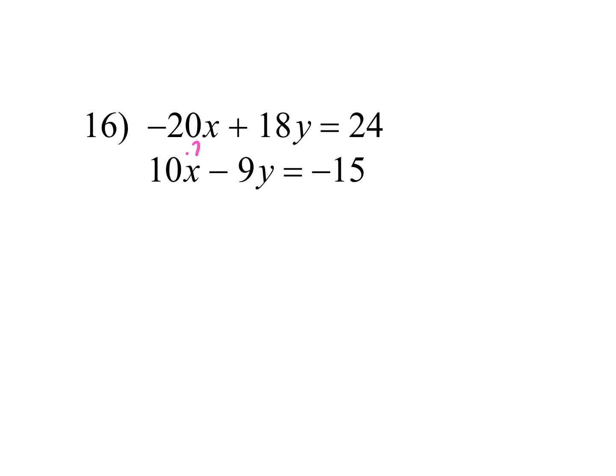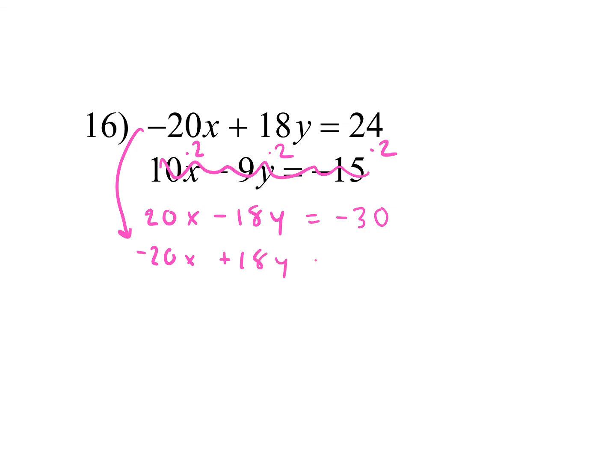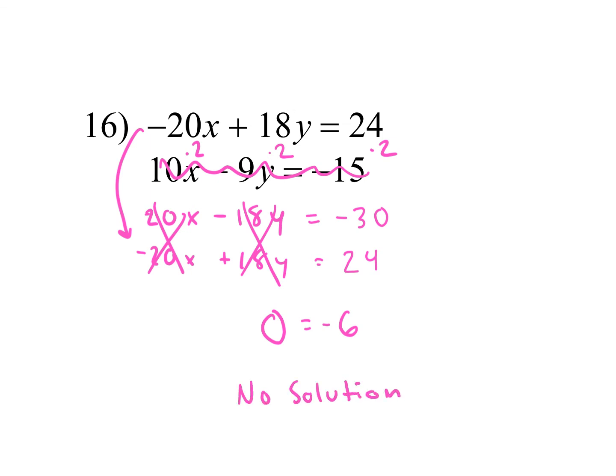I'm going to multiply the second equation by 2. So I have 20x minus 18y is equal to negative 30. So this is my new second equation. Now I'm combining it with the first one that I'm just going to write right below it. Negative 20x plus 18y equals 24. 0 equals 0. So what happens to the x's? They cancel. What happens to the y's? They cancel. What am I left with on the left side? 0. And on the right side? Negative 6. No solution. Wait, that's the answer? Yeah.